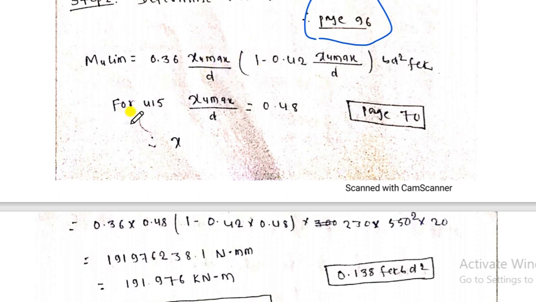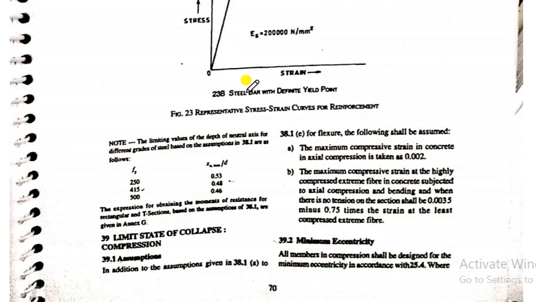As you know, Fe 415, that is Xu max by d, is equal to 0.48. It is also given in the codebook IS 456, page number 70. Here, for Fe 250, Fe 415 and Fe 500, there are different values of Xu max by d. As you can see, Fe 250 is 0.53, Fe 415 is 0.48, and Fe 500 is 0.46. So from here I have taken Xu max by d equal to 0.48 for Fe 415.